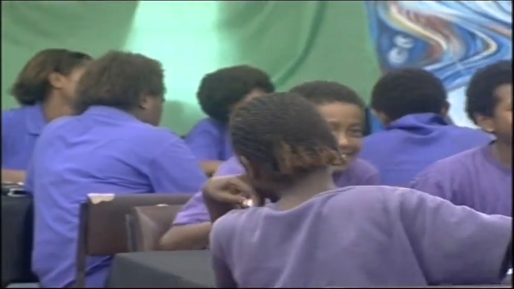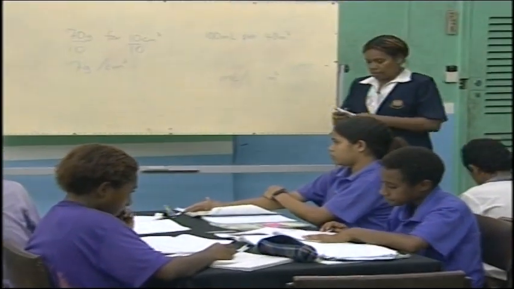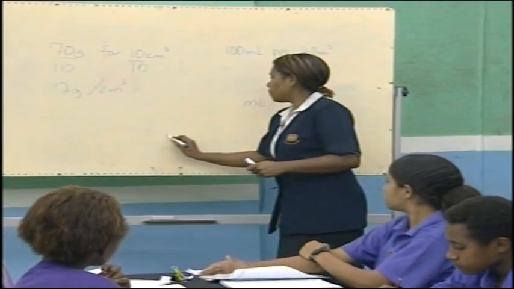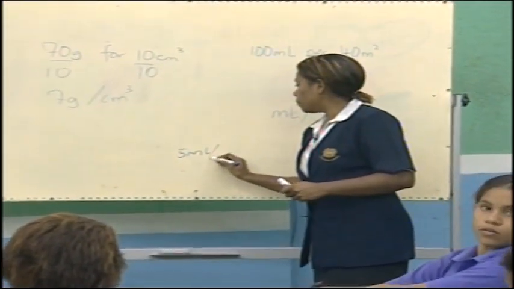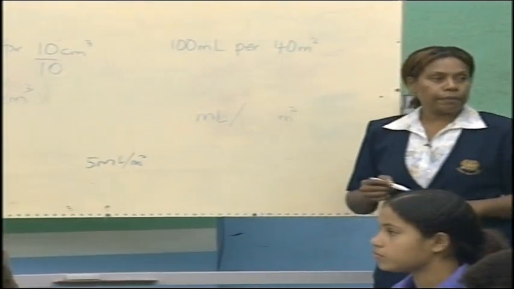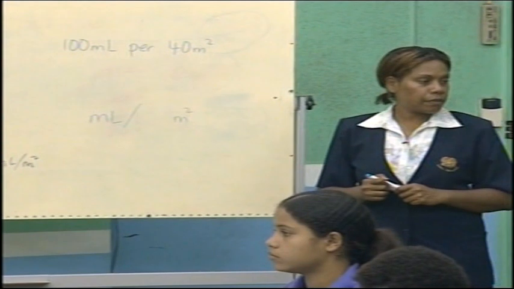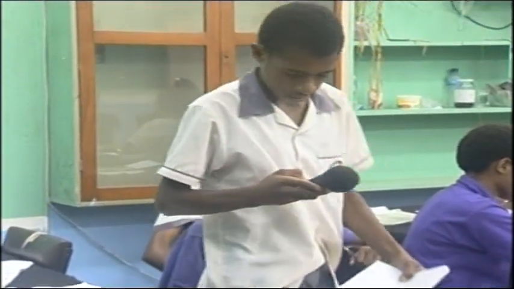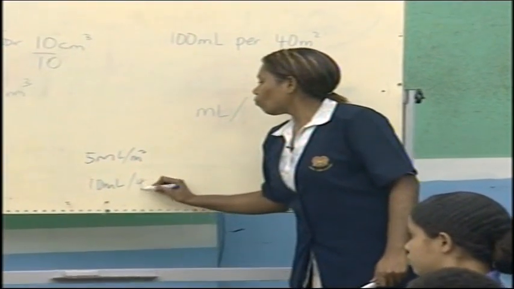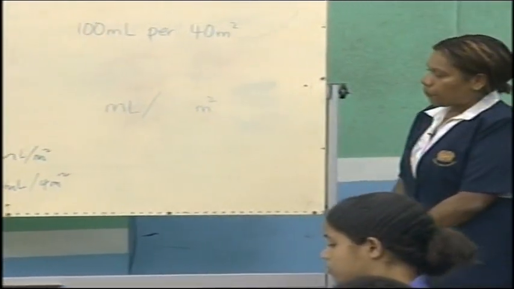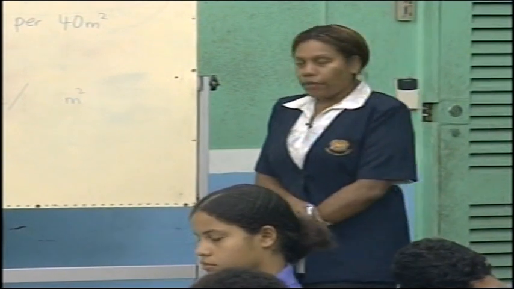Five milliliters per square meter. Okay, thank you, Win. All right, Win said 5 milliliters per square meter. Anyone else? All right, we'll put hands up here. Okay, Walter. Ten milliliters per 4 square meters. Okay, thank you, Walter.